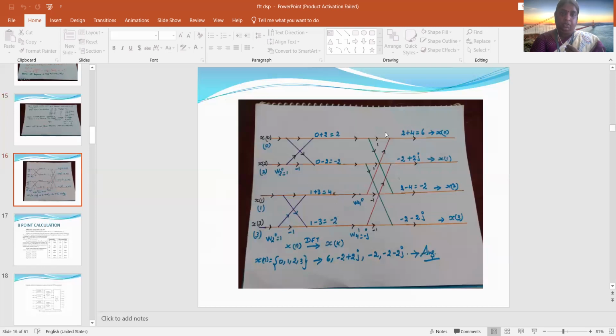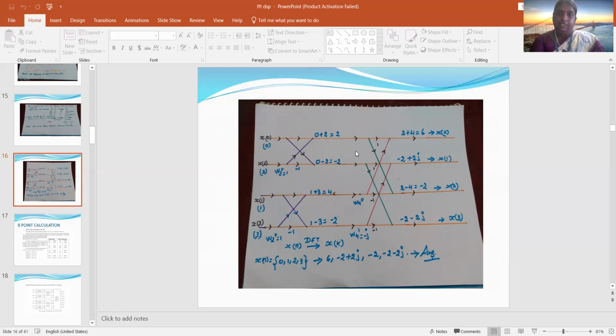Okay. So we will start the problem now. Since it is a 4-point, how many stages will be coming? 2 stages. First is the 2-point, second is the 4-point, and you draw the lines in the same order, that is x of 0, x of 2, x of 1, and x of 3. Since the first stage is the 2-point stage, the twiddle factor is 1. So this is even component plus the odd component. So 0 plus 2, it will come as it is. And here 0 minus 2. And here 1 plus 3, and here it is 1 minus 3. So these are my answers I am getting.